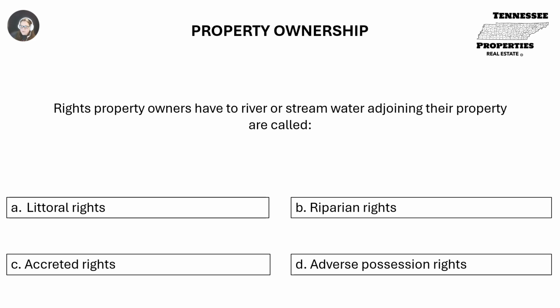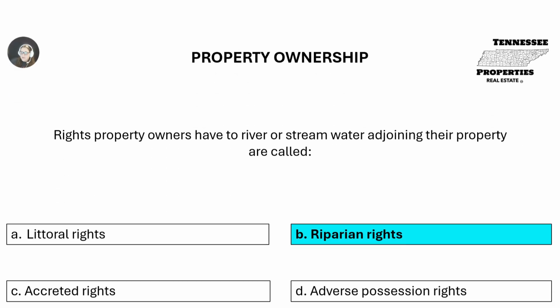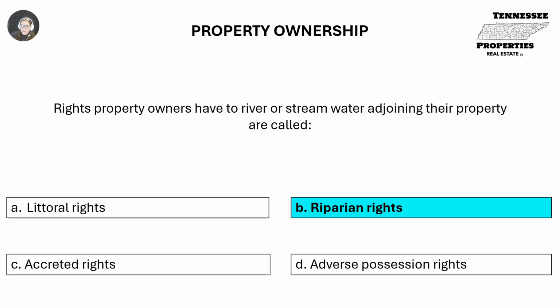Rights property owners have to river or stream water joining their property are called A. Littoral rights, B. Riparian rights, C. Accredited rights, or D. Adverse possession rights. B. Riparian rights.